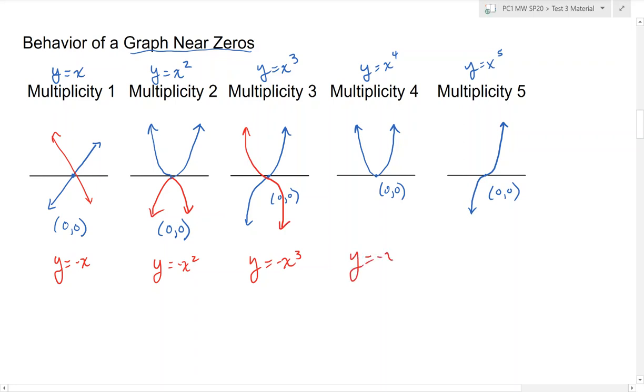y equals negative x to the 4th, and it flattens out a little bit more than y equals negative x squared does. You can compare those graphs on a graphing calculator or in Desmos and see that. y equals negative x to the 5th. Again, negative in behavior, and it's going to flatten out a little bit more than the negative x cubed did, but it definitely has a curve as it goes through (0, 0). Don't have a bouncing type of behavior there.